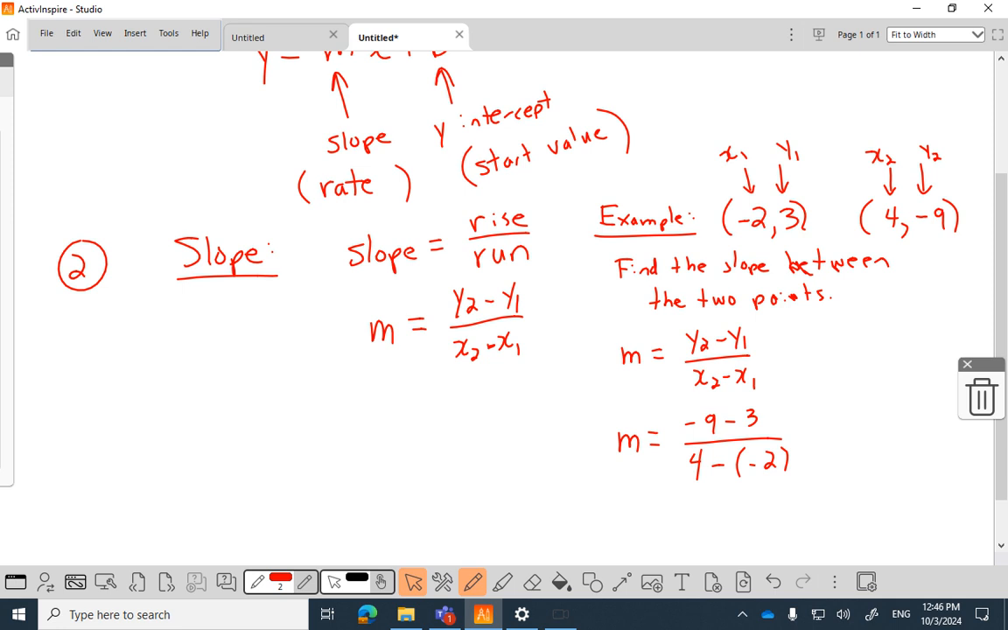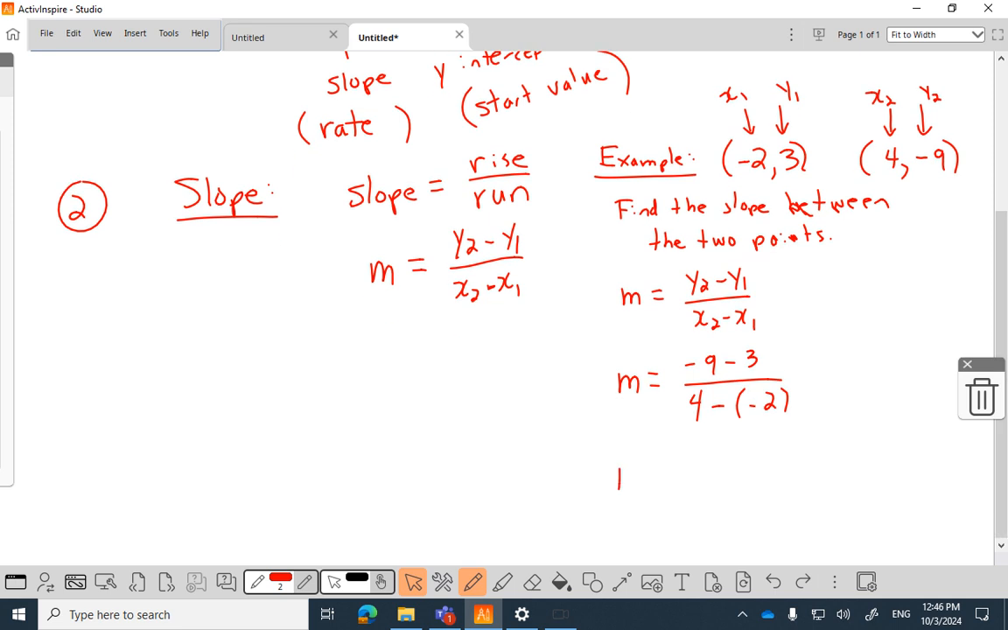Then your calculator can help you the rest of the way. If negatives aren't your deal, that's okay, as long as you know how to type this into your calculator. Yeah? Negative 9 minus 3, negative 12, good. And then 4 minus negative 2, that's a tough negative question, 6.